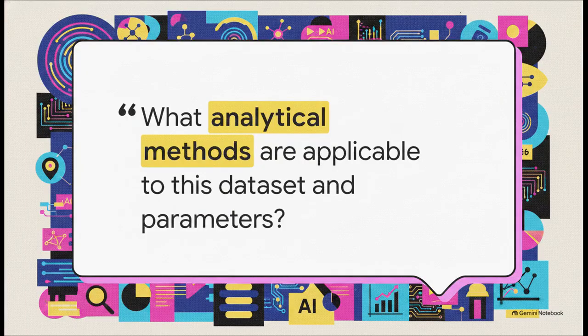So, the secret sauce here is knowing exactly how to ask the AI for help with your methodology. Once you've got your data type, size, format, and that newly refined parameter set dialed in, you hit it with this exact prompt. What analytical methods are applicable to this data set and parameters? It's simple, but it is a powerful, precise question that perfectly sets up the AI to uncover the best research directions based strictly on your data's unique profile.